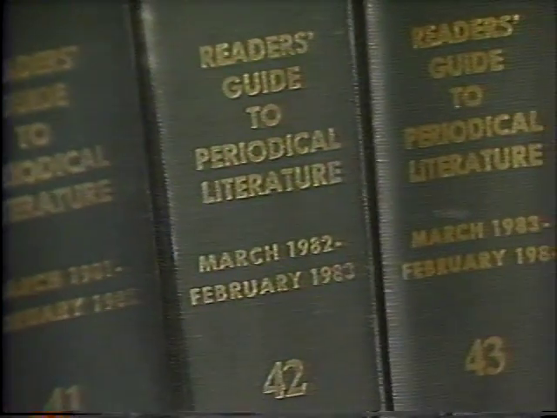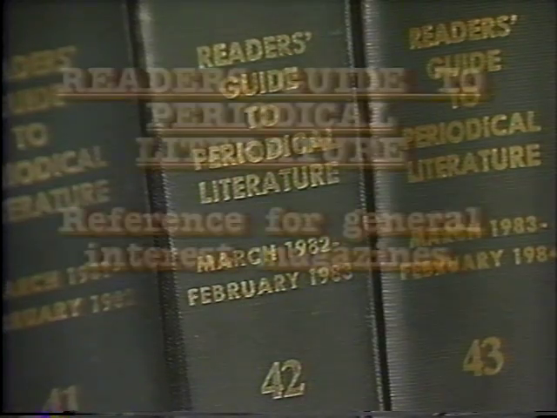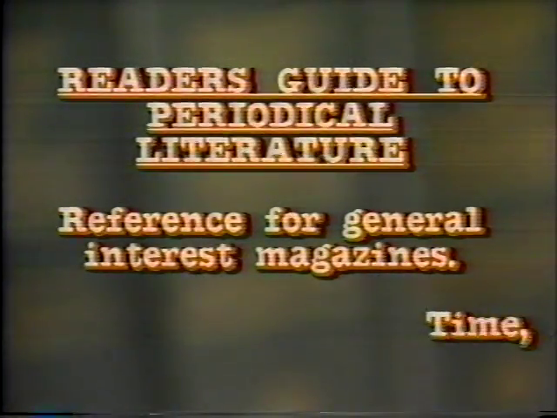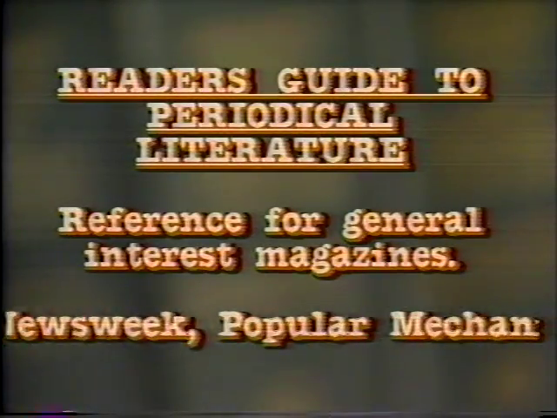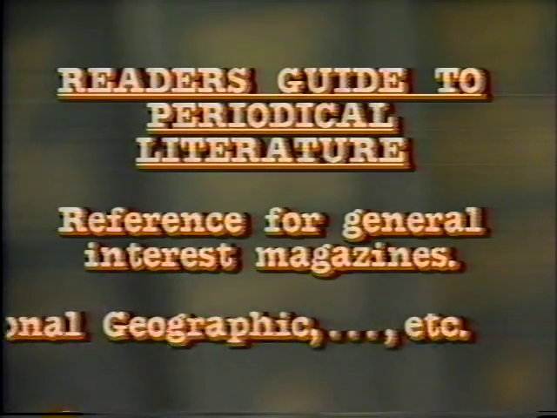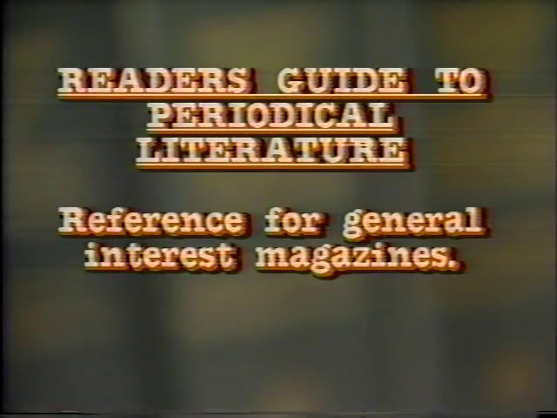Let's say that you're writing a paper about solar heating. Well, magazines and journals would certainly contain more recent information than books. But you still have to decide which magazines and which articles within those magazines will help you. Here's where to begin: the Reader's Guide to Periodical Literature. These volumes contain references to general interest magazines like Time, Newsweek, Popular Mechanics, Scientific American, National Geographic, well, magazines that are familiar to most of us.